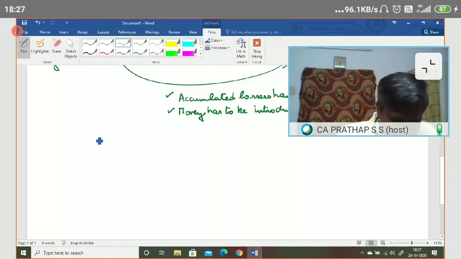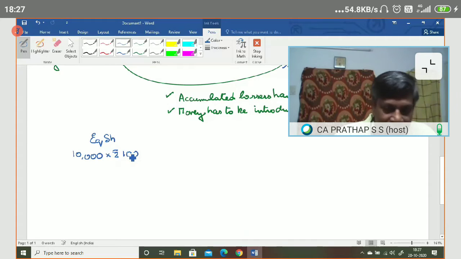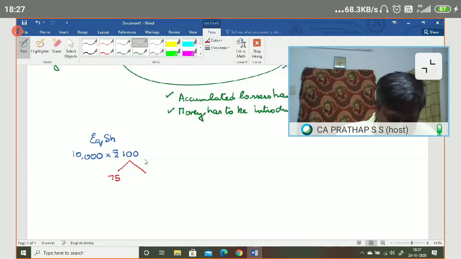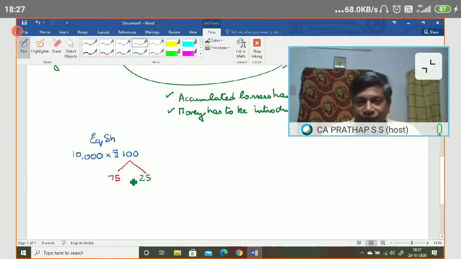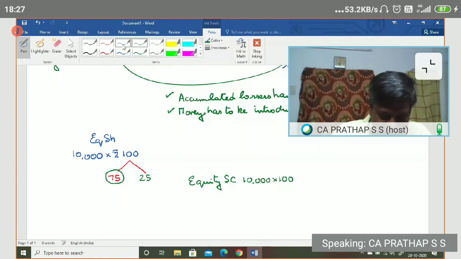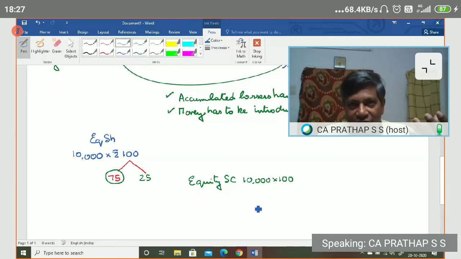Let us see. Now there were equity shareholders. A simple example: 10,000 shares, fully paid up, of rupees 100 each. Okay, so what they are telling is, we will sacrifice. Now out of this 100 we will sacrifice 75, and the new share capital will only be 25 rupees. So they are sacrificing 75 rupees per share. So before, equity share capital was 10,000 into 100.